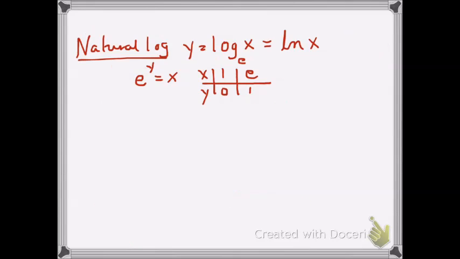We also use base e for logarithms, and when we use base e, we usually just write the log as ln of x with no base indicated there. So ln means that the base of the log is e. Remember, e is approximately 2.7. The equivalent statement, e to the y equal x, will help us to plot a few points.